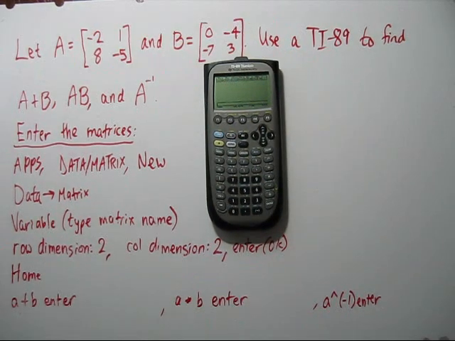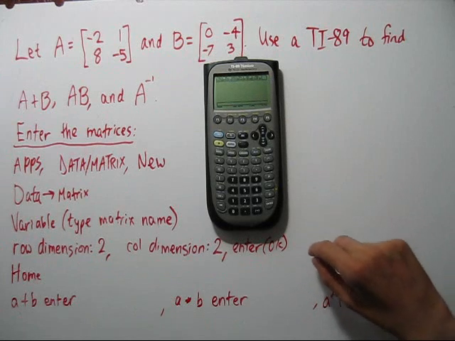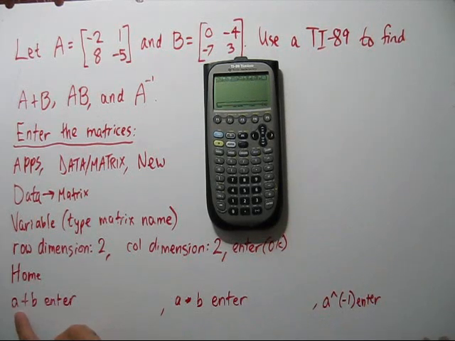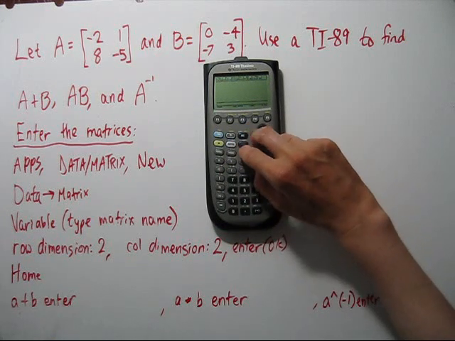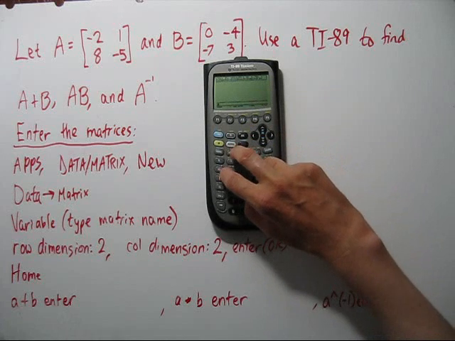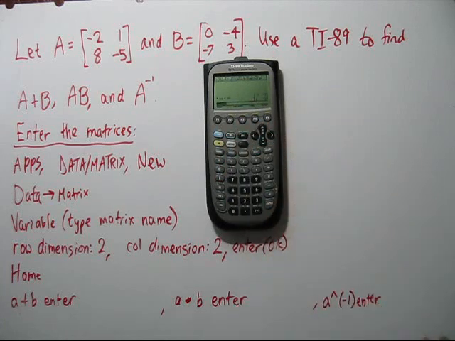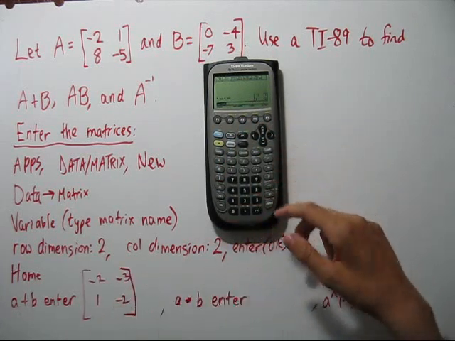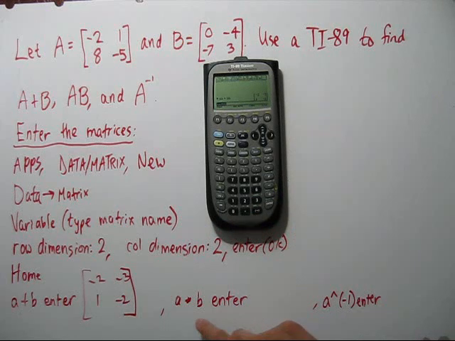Once it's in, go to the home screen and then you type the name of your matrix, say A, plus, and then type the name of your other matrix. Use the alpha to get the letters. Just do enter when you're done. Now on that same home screen, we're going to do A times B. You do have to put a times between the names of your matrices.